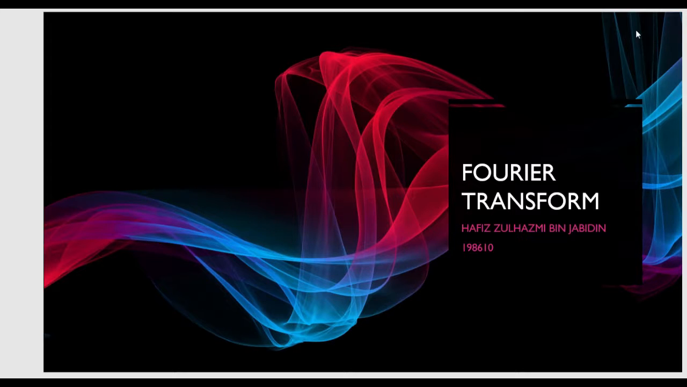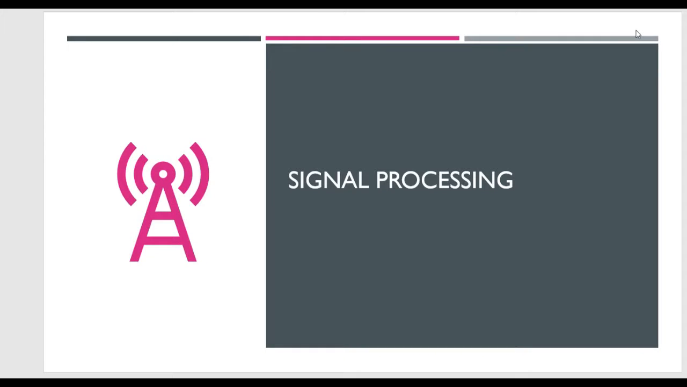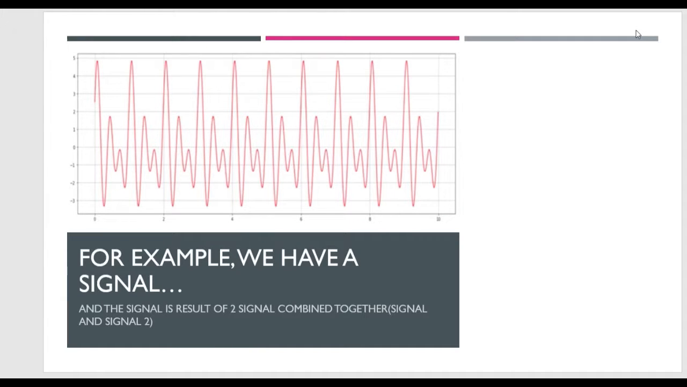So today I will talk about Fourier transform application in signal processing. So let's take an example. We have a signal which is the result of a combination of signal 1 and signal 2. We want the original forms of signal 1 and signal 2. To do that, we will use the Fourier transform.